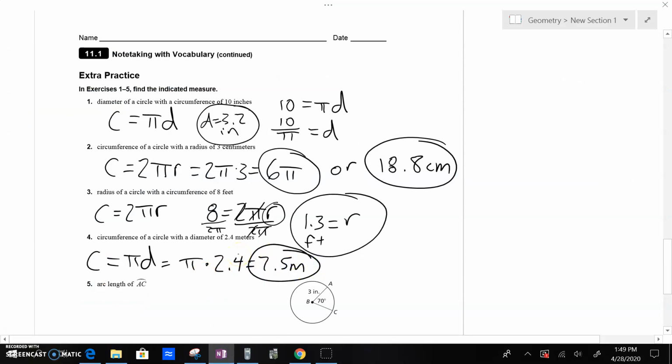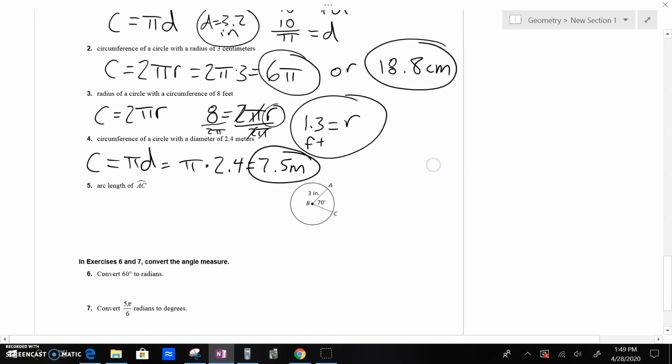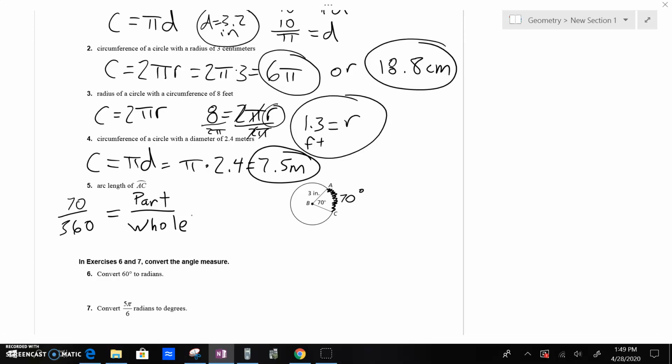Finally, and this is definitely the more challenging question on here, the arc length of AC. So we're saying, what is this length? Well, we know if we have a central angle of 70, the arc measure from chapter 10 is 70, those match. So if we do our part over whole, we've got 70 over 360. And then we need to do part over whole for distance. So again, that equation will always work for you. Part over whole of degrees, and then part over whole of distance.